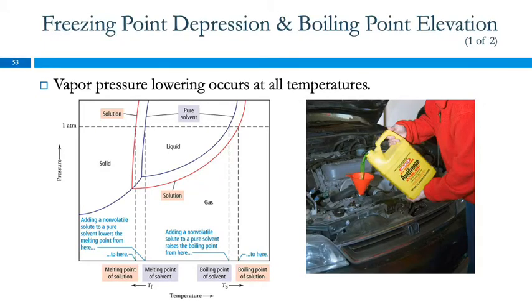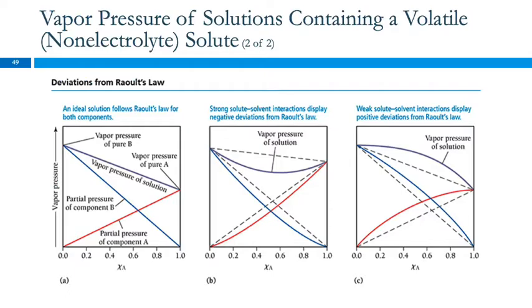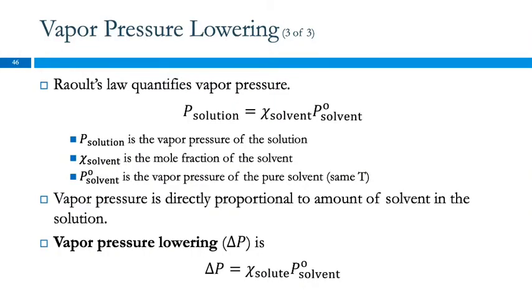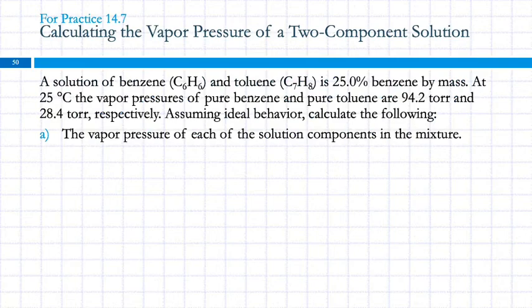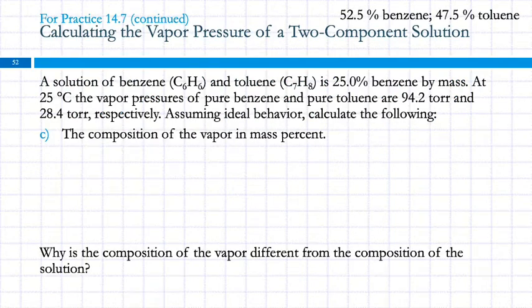Okay, so freezing point depression and boiling point elevation are related processes. If we look at a phase diagram, we see that the vapor pressure is lowered at all temperatures by adding a substance, a solute. We talked about that. I know it seems a long time ago. We talked about vapor pressure lowering: when you add something to, say, water, it lowers the vapor pressure, and that vapor pressure is going to be lowered at all the temperatures.